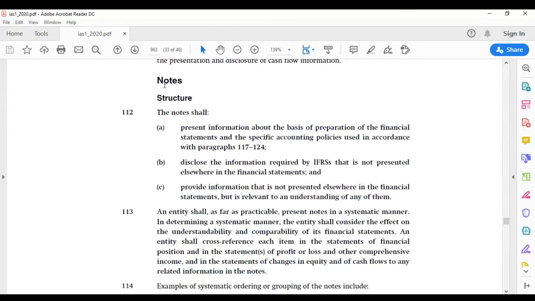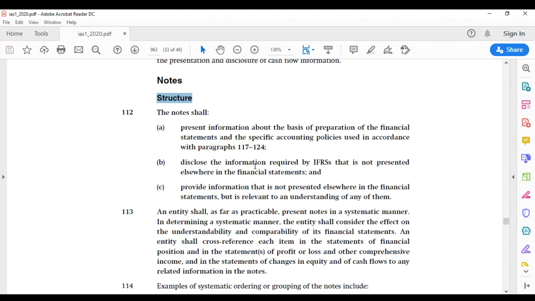112. When it comes to the notes, as we've said yesterday, these are not random little scribblings that we refer to as notes. They also have a structure and they also have specific content, right? And here we find initially in paragraph 112, they say the notes shall present information about the basis of preparation of the financial statements and the specific accounting policies used in accordance with paragraphs 117 to 124. I'm just going through this paragraph. We're going to discuss it in more detail soon.